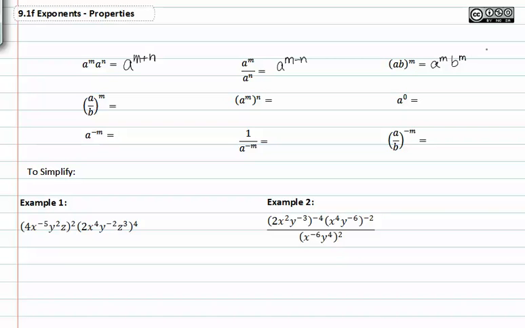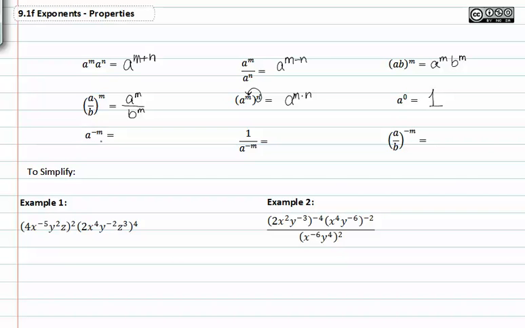If you have a fraction raised to an exponent, you can distribute that exponent through to both the numerator and the denominator. If you have a power of a power, you can multiply the power down. Anything to the zero power is one.